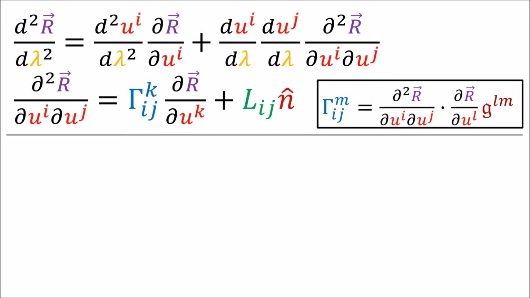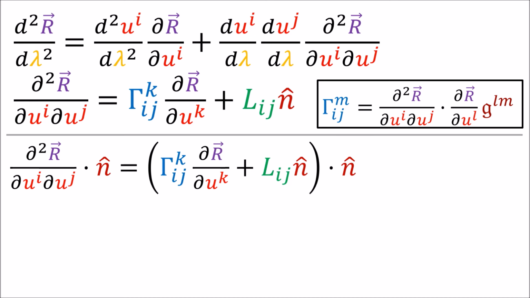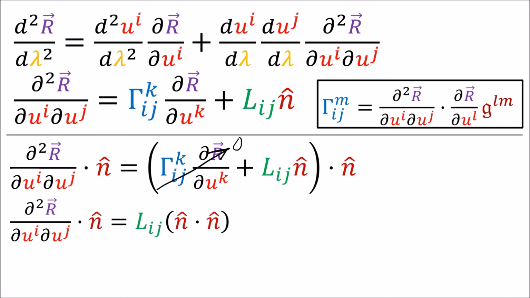And we're not as concerned with the second fundamental form here, but we can also solve for it in a similar way by dotting both sides with the normal vector. Now this term will go to zero since the normal vector is perpendicular to the tangent vector. And by definition, the length of the normal vector is 1, so n dot n just goes to 1. So this is the formula for the second fundamental form components right here.